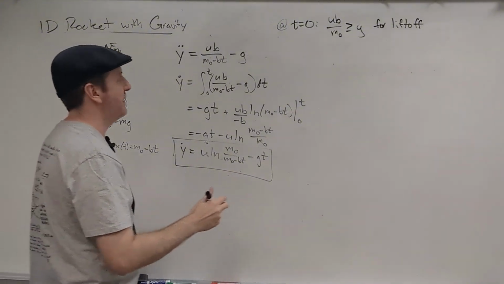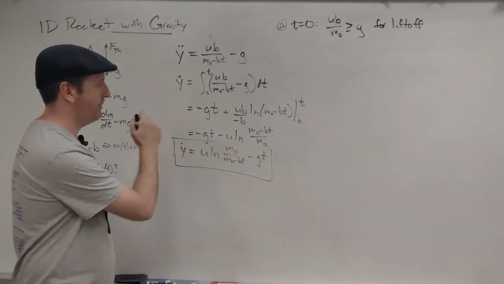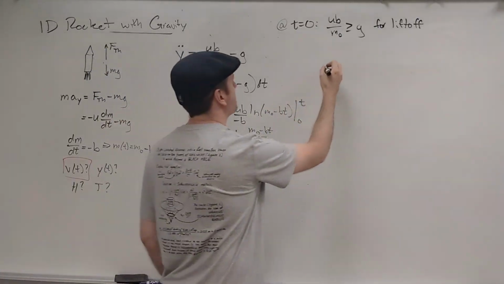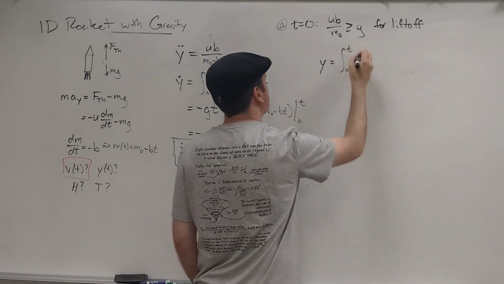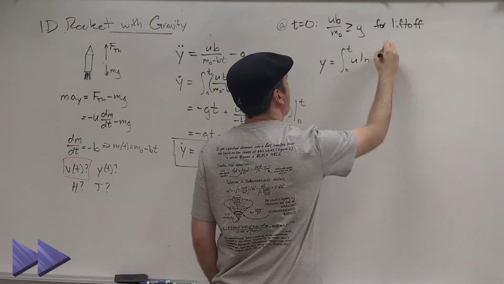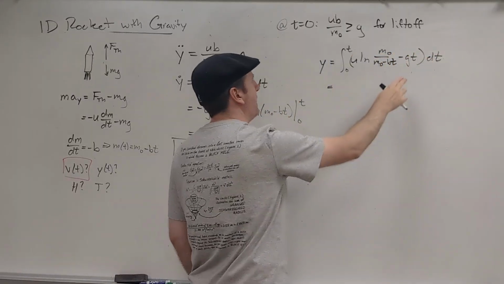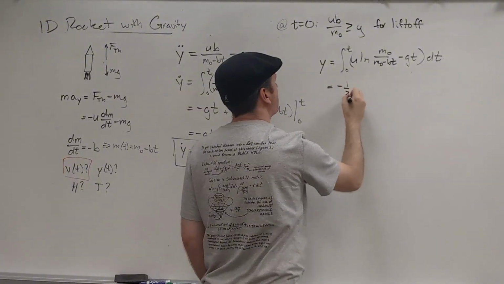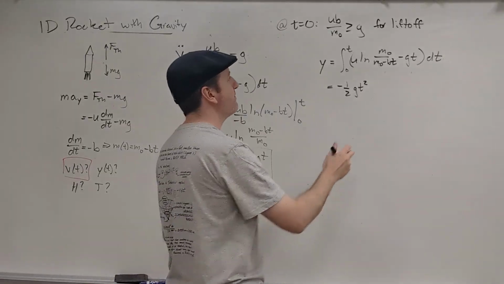Okay, next let's find y. So we're going to integrate this one more time. Very similar integral. I'm going to assume that it starts at y equals 0. So y is just going to be the time integral, again, from 0 to t of this chunk. I'll do the second piece first just because it's so familiar to us. There's that minus 1/2 gt squared we always see.